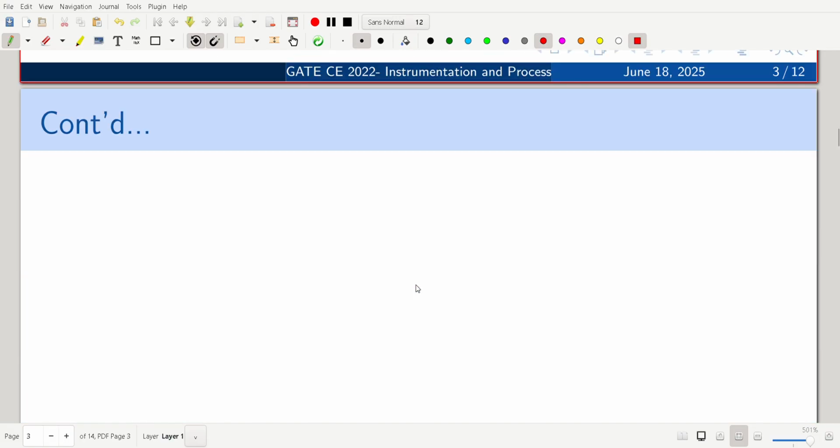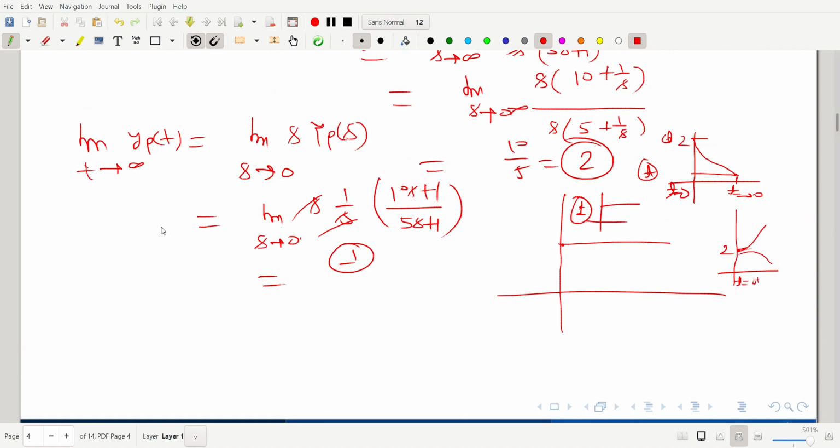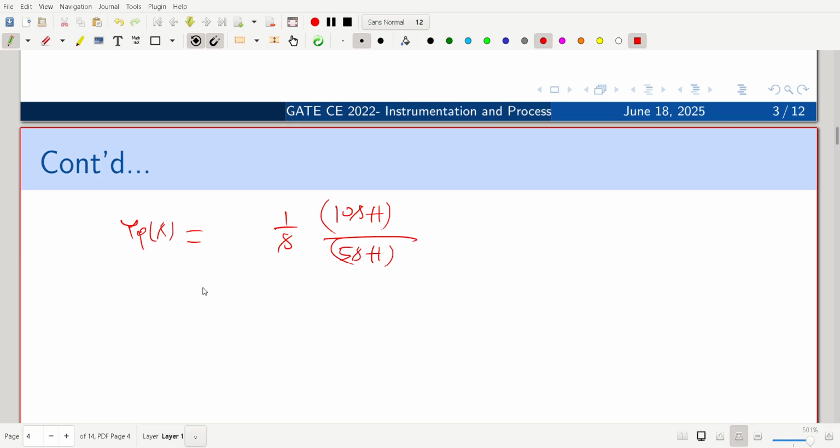I will do one more thing. Let us do the Laplace inverse. Y(s) is equal to 1 by s times (10s plus 1) by (5s plus 1). From the initial and final value theorems we can get some idea, a prediction of the behavior. Because if you don't know the final value theorem, we cannot tell whether it is diverging or converging, we only know that at t equal to 0 the value is 2. So I'm just doing some partial fractions here.